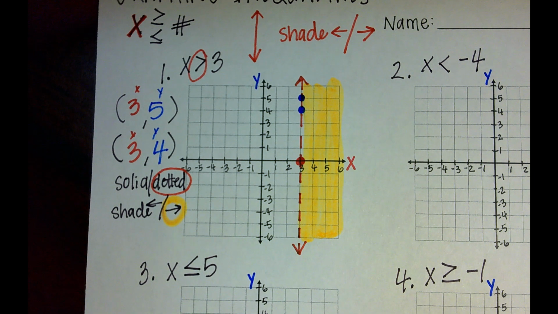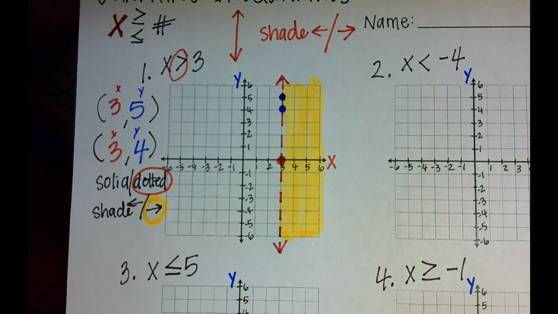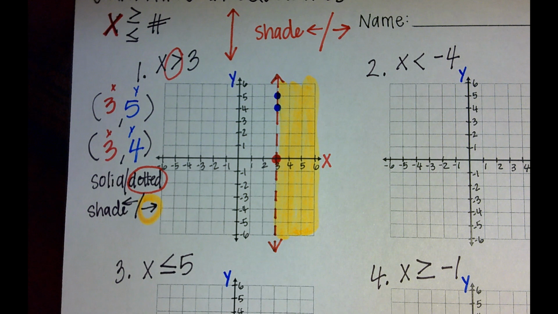Good, good, good. And I bet you by the time we do a bunch of these, we won't even have to write coordinates for them. You start to get used to seeing, okay, it's just a line straight up and down going through that number.